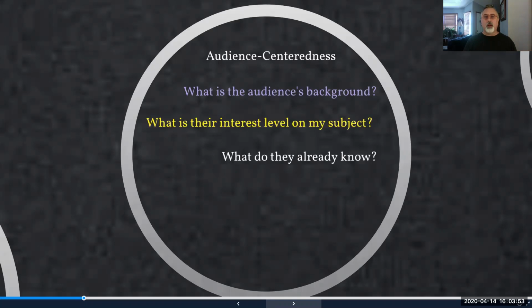What do they already know? How knowledgeable about this topic are they? Are they expert level? Am I going to have to talk to them as an equal expert? Or are they novices and they don't know anything and I'm going to have to educate them, so it makes it more of an informative speech and a persuasive speech combined?